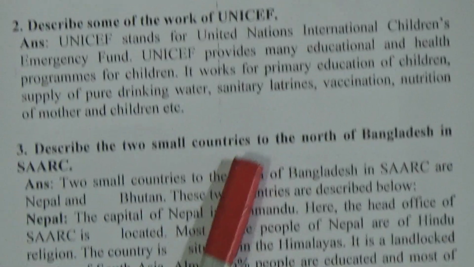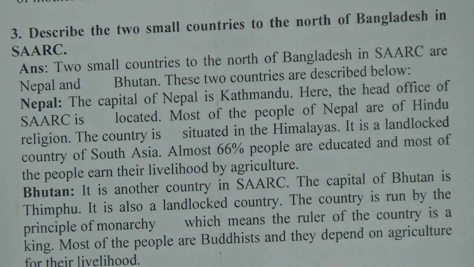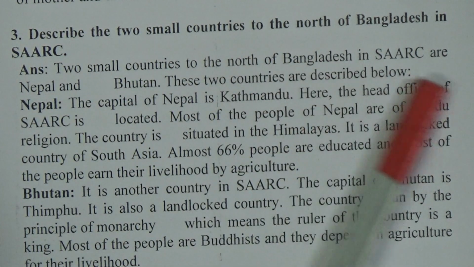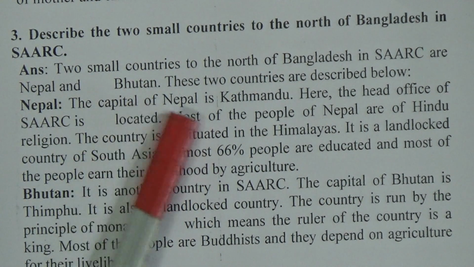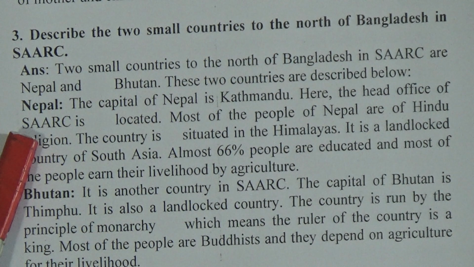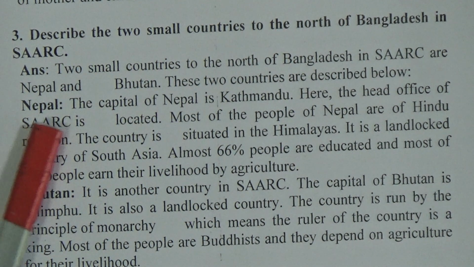Now we will go to our next question, question number 3. Describe the 2 small countries to the north of Bangladesh in SAARC. And the answer is, 2 small countries to the north of Bangladesh in SAARC are Nepal and Bhutan. These 2 countries are described below. We will describe Nepal at first.